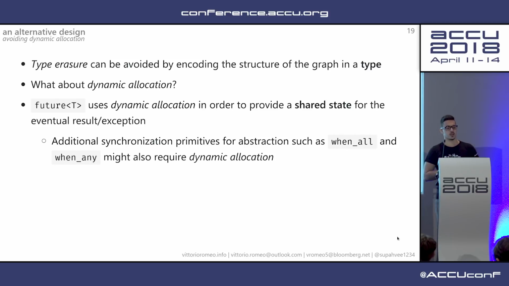But what about dynamic allocation? So first of all, std::future<T> uses dynamic allocation because it has to provide a shared state for the eventual result and exception. And also it might use that same shared state if some additional synchronization primitives are required to synchronize abstractions such as when_all and when_any. So if you need to keep track of a counter or need to know if any of the computations is done, the shared state might be a good place to store additional information.